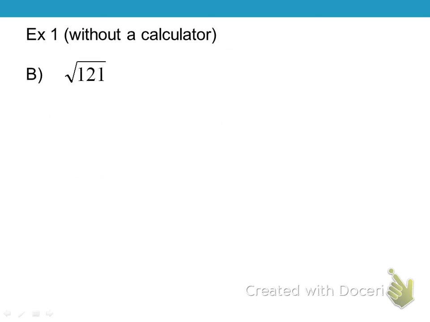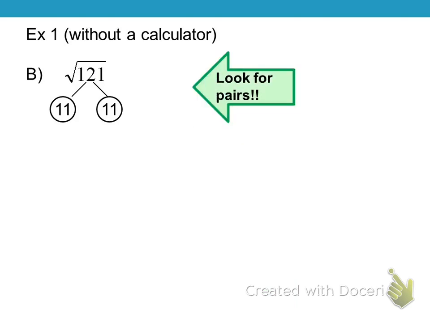Okay. Try not to yell it out. 11. What is it? It's 11. Yes. So this is asking you what number times itself gives you 121. If you did a tree, it would look like this. They're both repeaters. So the answer is just 11, not square root 11. Don't put it in a radical. It would be wrong if you put it in a radical.